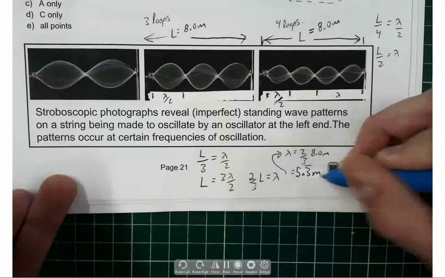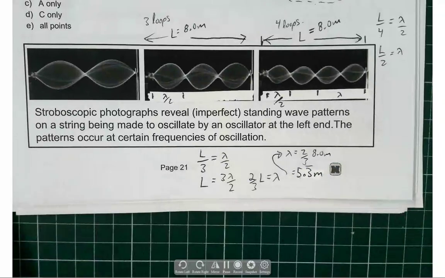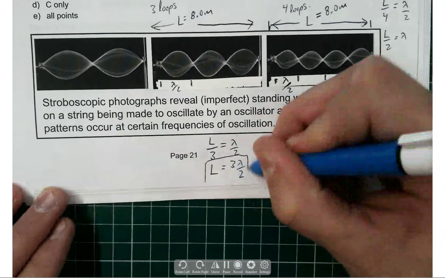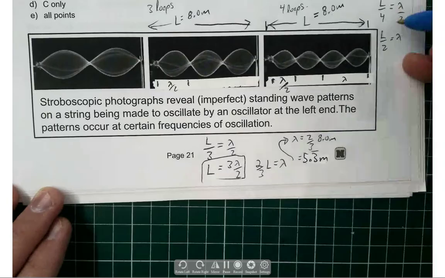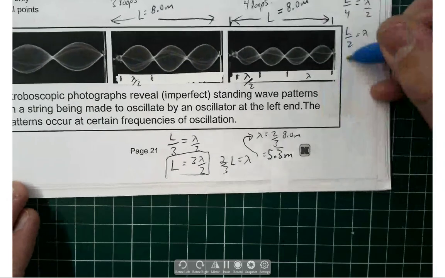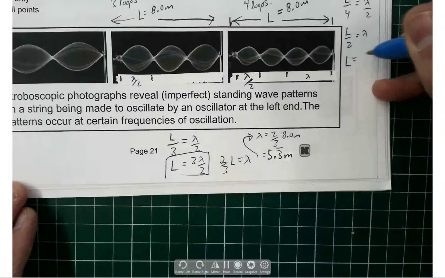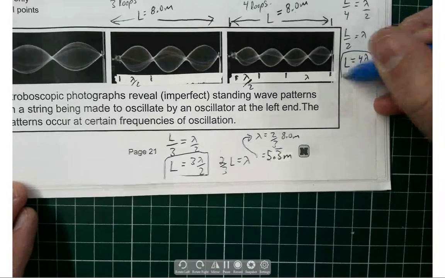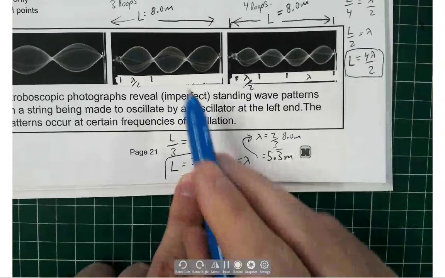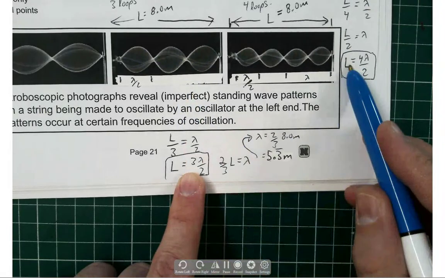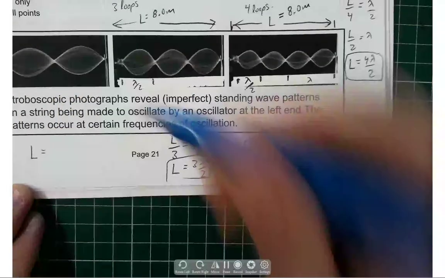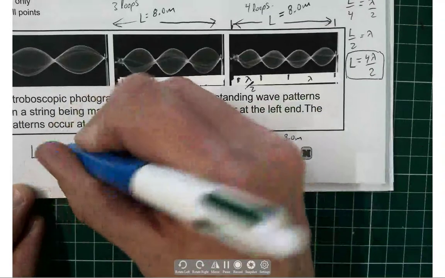Meters. All right. You know, I would really love to have a formula for this because I don't like having to think this through over and over again. So I want to pick on this one. This one was L equals 4 lambda over 2. You notice that the 3 has to do with how many loops there are, and the 4 has to do with how many loops there are. So I think the equation I'd like to come up with is the length of the string is equal to the number of loops times lambda over 2.